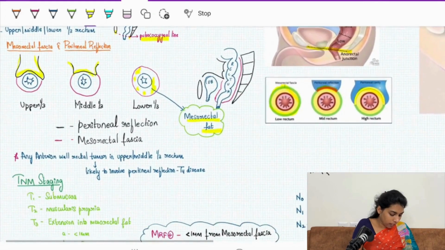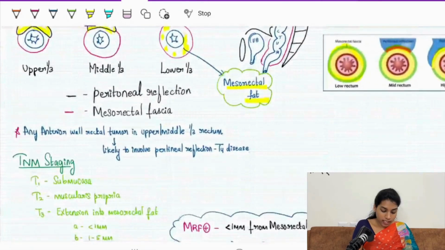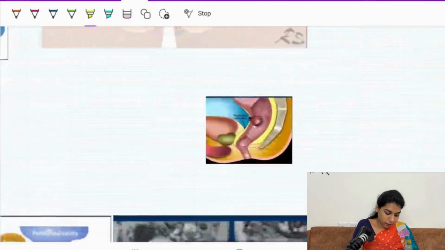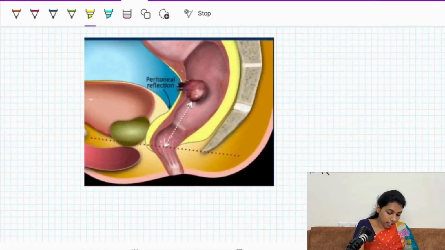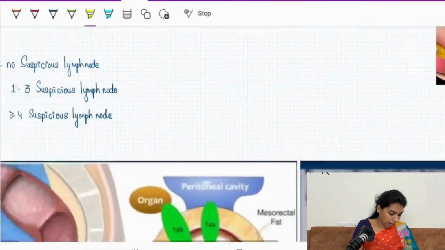Understood? Now, what is the importance of knowing this fact? The importance is that if there is any tumor which is sitting in the upper or middle one third, that too on the anterior aspect, then if the tumor is extending beyond the rectum, it will go ahead and involve the peritoneal reflection directly, and this is going to upstage the tumor from T3 to T4 directly. So we'll now move forward and look at the TNM staging.